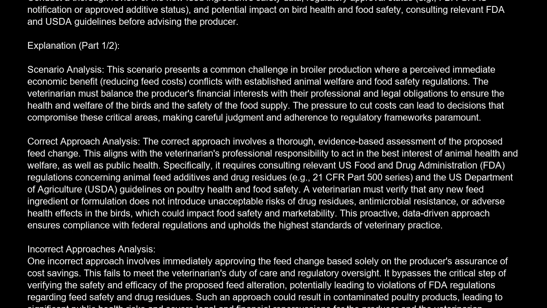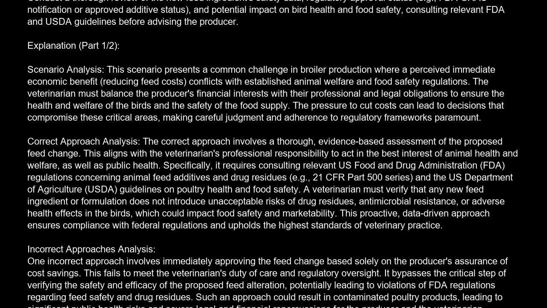A veterinarian must verify that any new feed ingredient or formulation does not introduce unacceptable risks of drug residues, antimicrobial resistance, or adverse health effects in the birds, which could impact food safety and marketability. This proactive, data-driven approach ensures compliance with federal regulations and upholds the highest standards of veterinary practice.